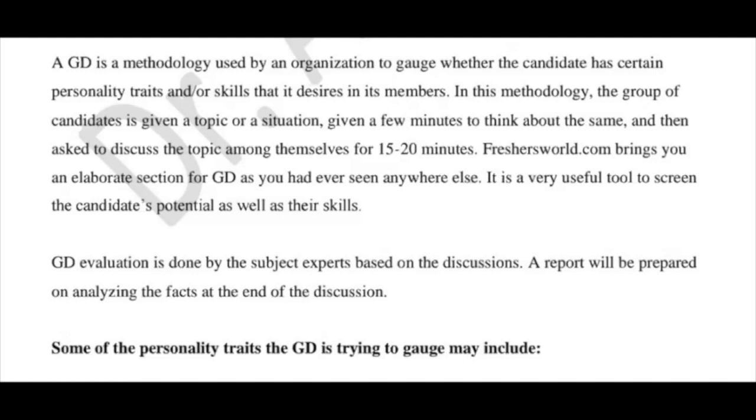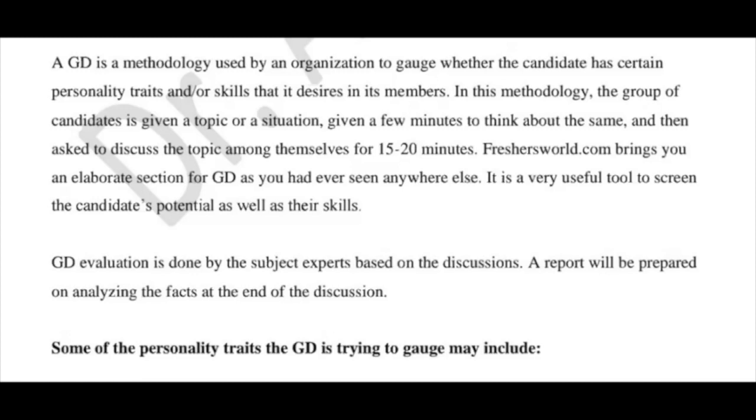So if I want to see these, I will give a topic which touches all these perspectives. And I will ask the GD to be conducted after maybe 20 minutes. And some expert will sit there to judge you.